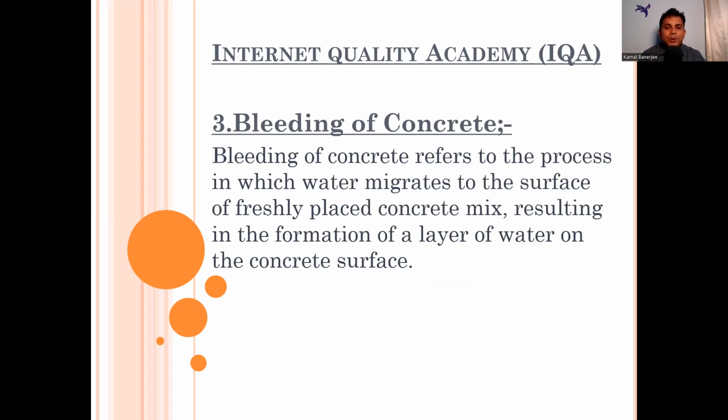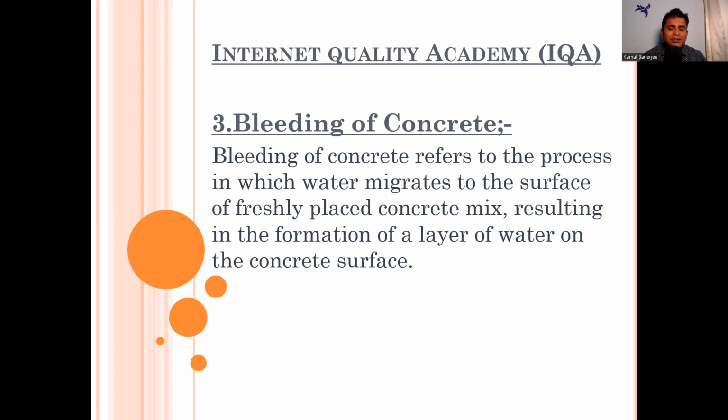The third part is bleeding of concrete. Bleeding of concrete refers to the process in which water migrates to the surface of freshly placed concrete mix, resulting in the formation of a layer of water on the concrete surface. Before, we discussed the separation of the coarse aggregate, that is segregation. Now, the separation of the water is the bleeding of the concrete.